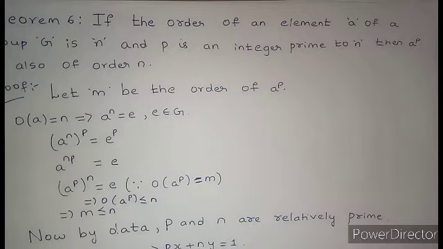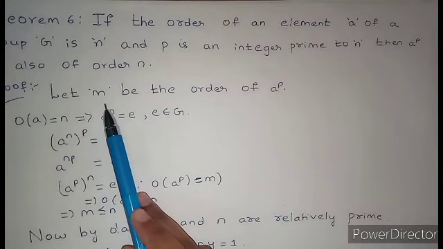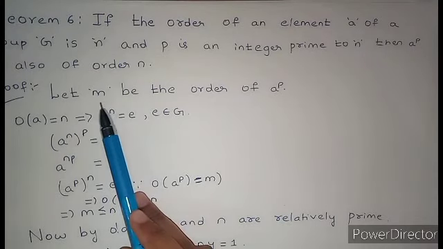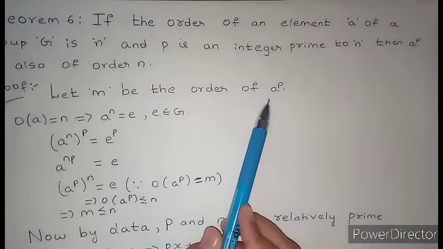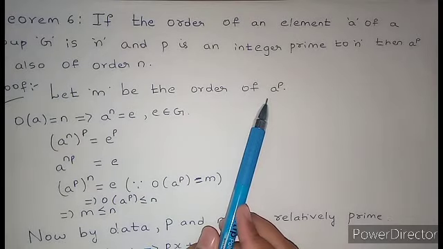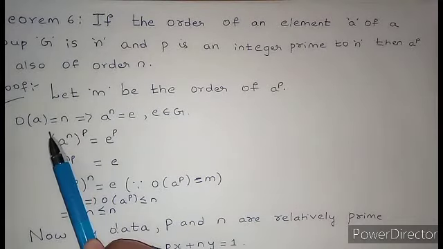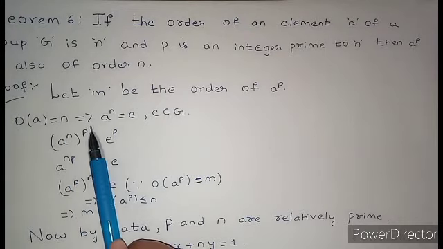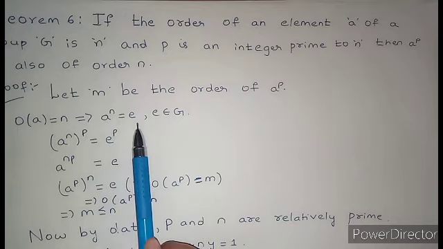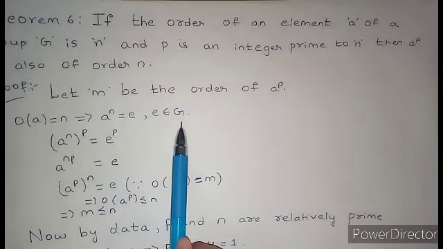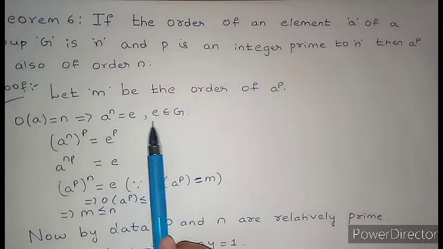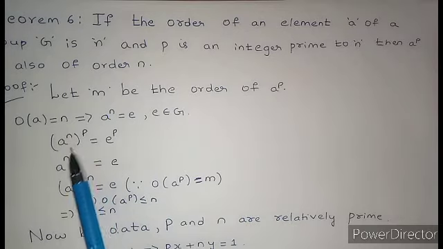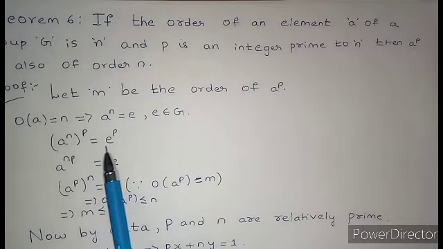Now coming to the proof. First, let us assume that m is the order of a^p. The order of a^p is equal to m here. They have already given that the order of a is equal to n. If the order of a is n, that implies a^n = e, where e belongs to the group G and e is the identity element. Now take power p on both sides: (a^n)^p = e^p.